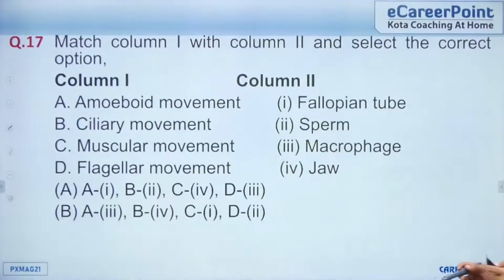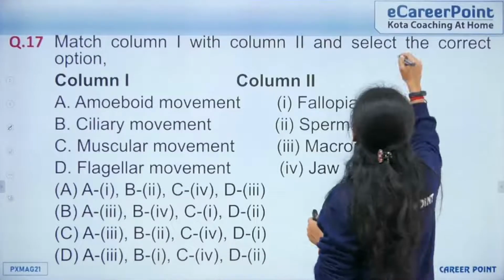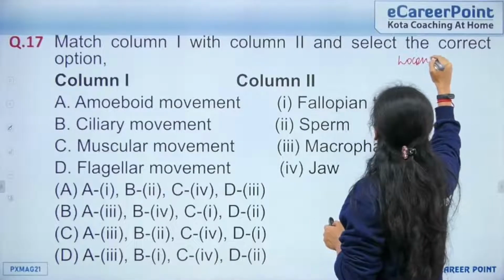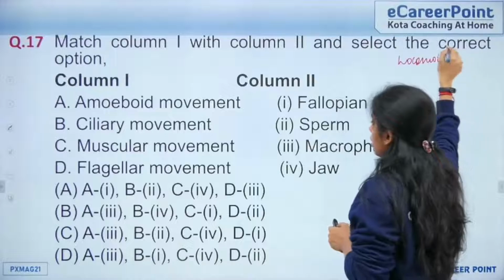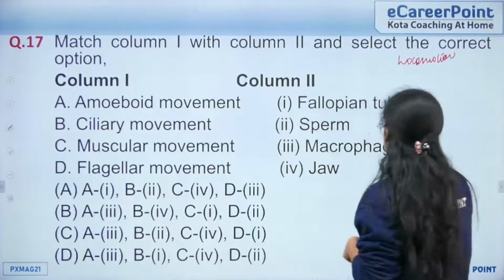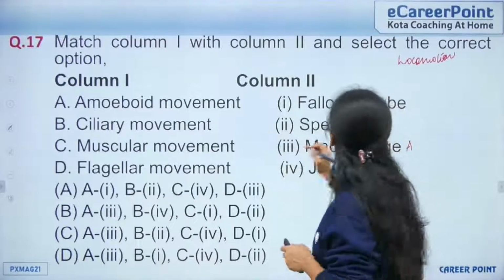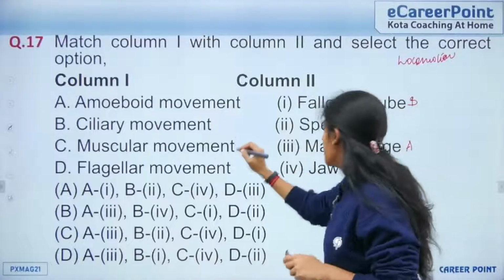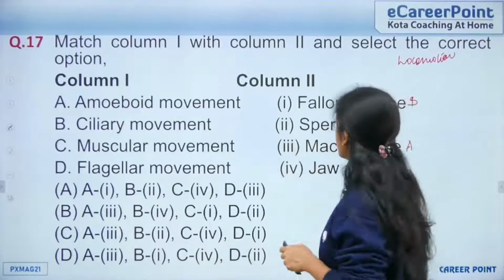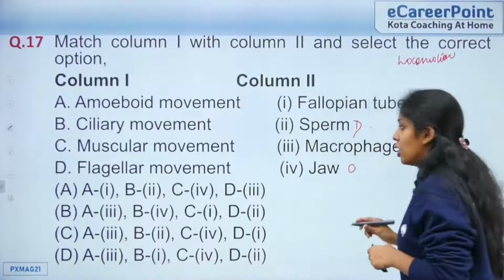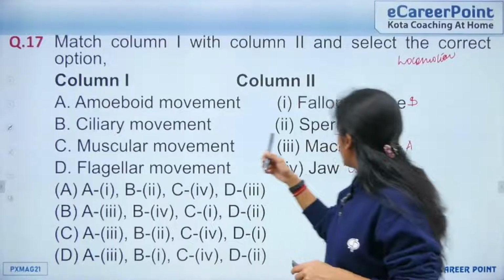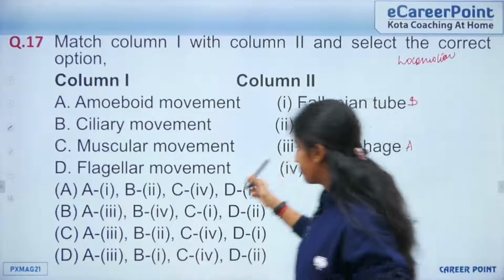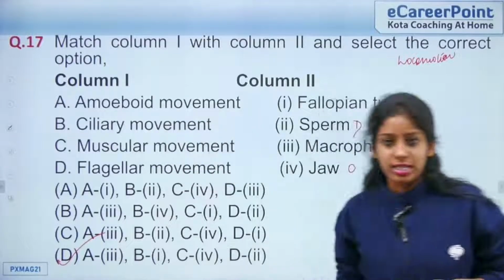Question 17, you have to again do the matching. This is from Locomotion and Movement. Amoeboid movement is seen in macrophages, ciliary movement is seen in your fallopian tube, muscular movement in your jaws, flagellar movement in your sperm. So A is 3, B is 1, right? This is the right answer.